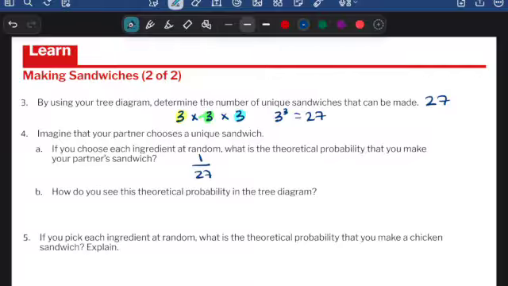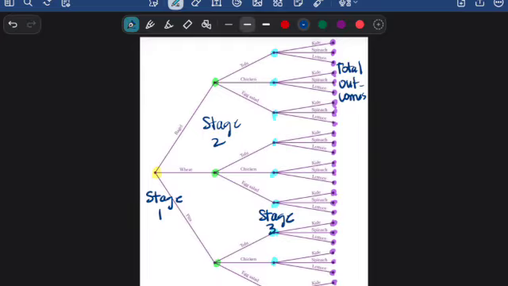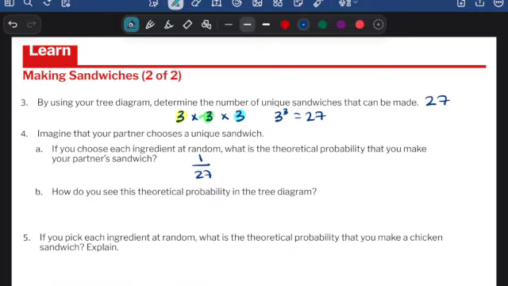How do we see this theoretical probability in the diagram? Well, this is just represented by the dots at the end of our tree diagram. Each dot or endpoint of our tree diagram represents one possible outcome. So we could just say that the ends of the tree diagram represent one possible outcome.